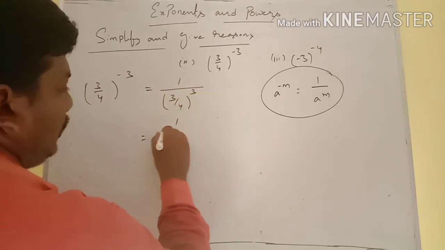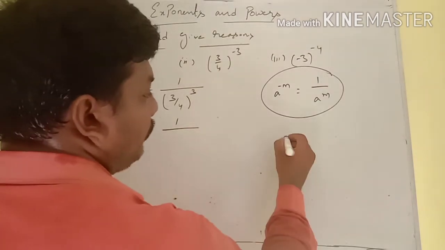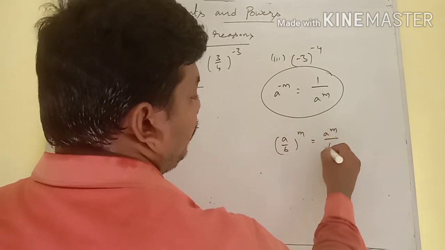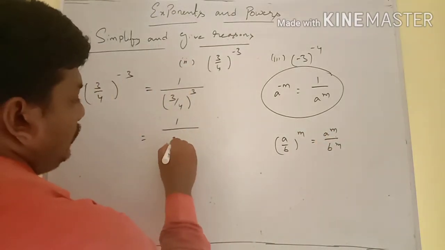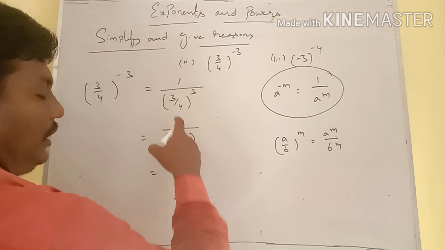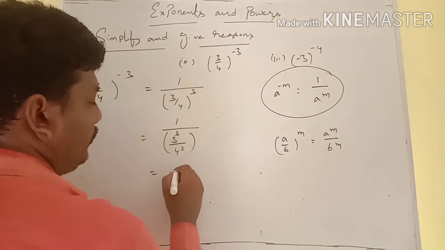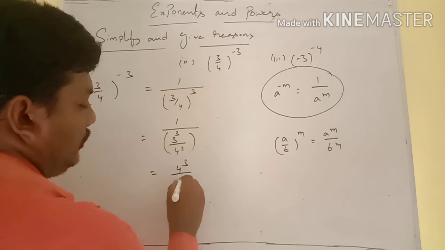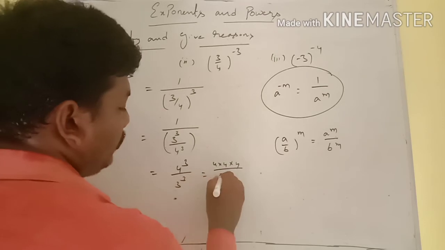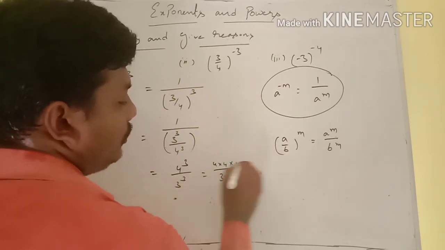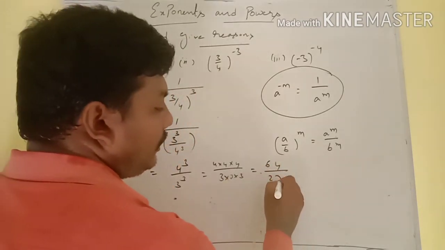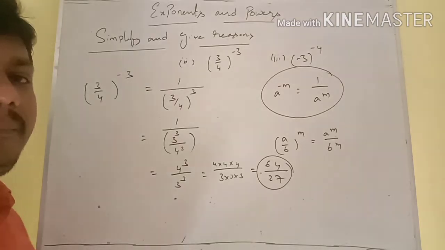So this is again the formula, a by b whole to the power of m can be written as a power m by b power m. So this can be written as 3 power 3 by 4 power 3. Now it is 1 by, under the denominator again it is division, it becomes reverse, 4 power 3 by 3 power 3. 4 power 3 means 4 into 4 into 4, 3 power 3 means 3 into 3 into 3. So 4 4s are 16, 16 4s are 64. Then 3 3s are 9, 9 3s are 27. The answer is 64 by 27.